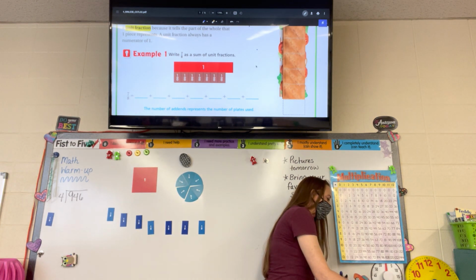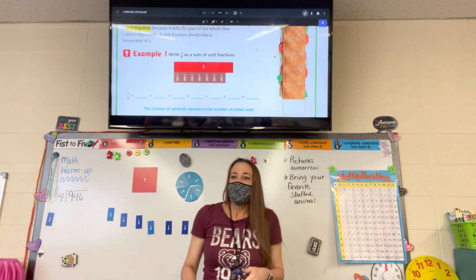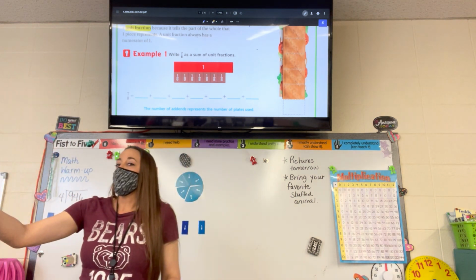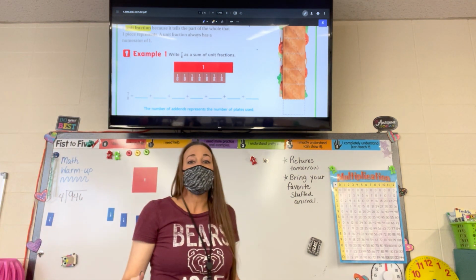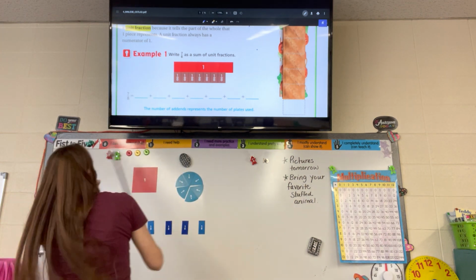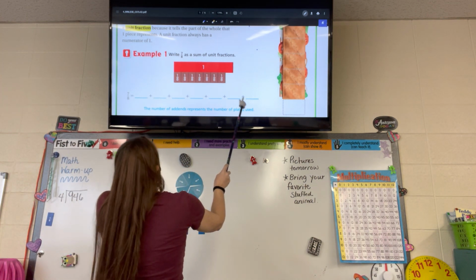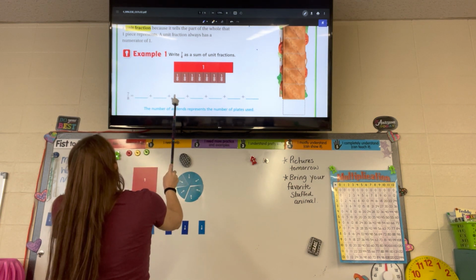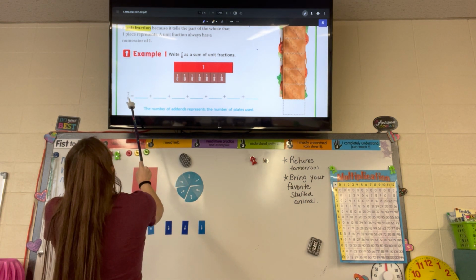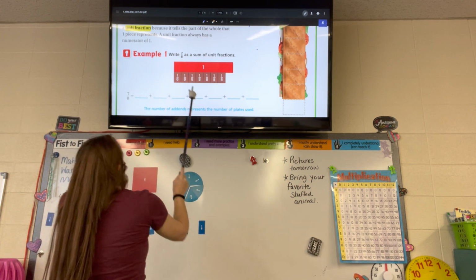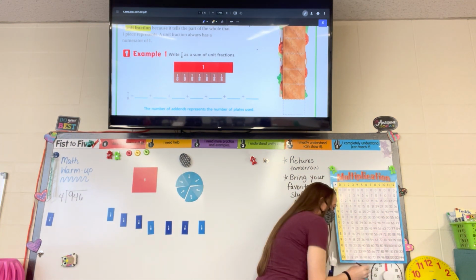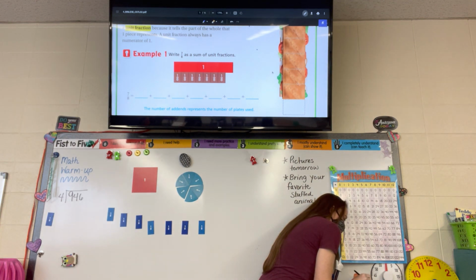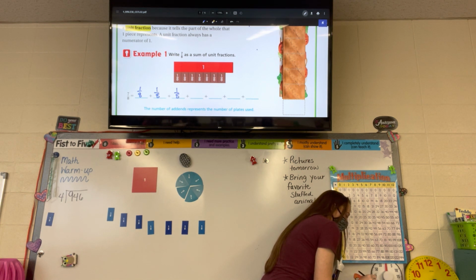It says write 7/8 as a sum of unit fractions. Now, as Waylon told us earlier, sum tells us we're going to be doing addition. Do you see all the plus signs here? What do you think goes in each one of these spaces? 1/8. 1/8, right? Because 7/8 equals 1/8 plus 1/8. And how many 1/8 are we putting? 7. All right, good job, guys. So 1/8 plus 1/8 plus 1/8 plus 1/8 plus 1/8 plus 1/8 plus 1/8.